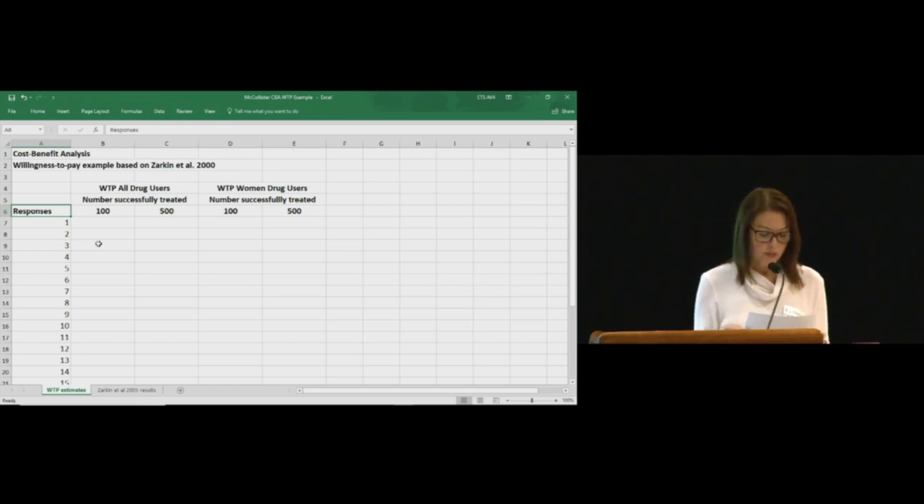So then they're asked, suppose an existing drug abuse treatment program in this area, North Carolina or New York, is considering expanding its program. This expansion would allow the program to successfully treat 100 more drug users each year. So they ask about two numbers. They ask first about successfully treating 100, and then about successfully treating 500 more drug users each year. What is the maximum amount that you would be willing to contribute to help pay for this expansion?